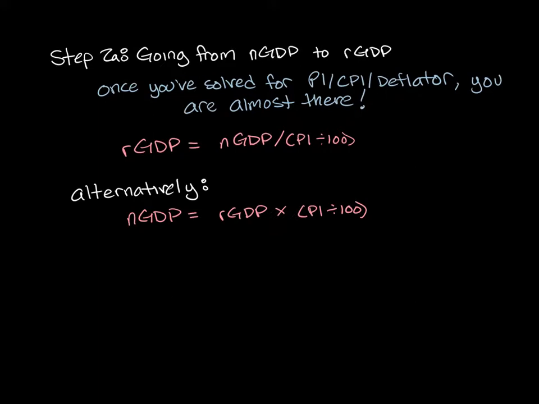The most commonly used one is going to be real gross domestic product is equal to nominal GDP divided by the price index divided by 100. So because we wanted price index to be a percentage, we multiplied it by 100 in step one, and we're going to have to undo that over here in step two. That's why we're dividing the price index by 100. Students don't actually need to sit here and do the division, just move the decimal place over 2 places and they should be good.